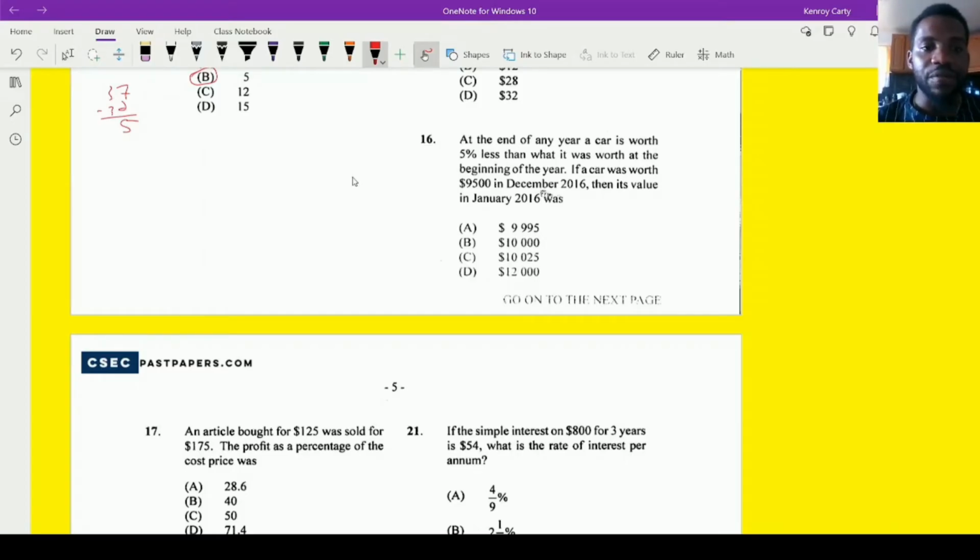So whatever you want to find goes at the top, which is the 100%. At the end of the year, when the 5% comes off, it becomes 95%. And that is what this 9,500 represents. So I multiply that by 9,500 so I can get the value before it came off. Here's how we make the thing work for us. Ignore the zeros. 95 into itself goes 1 time. So this becomes 100 times 100, which gives me $10,000. So that was the worth of the car in January 2016, before the 5% came off.